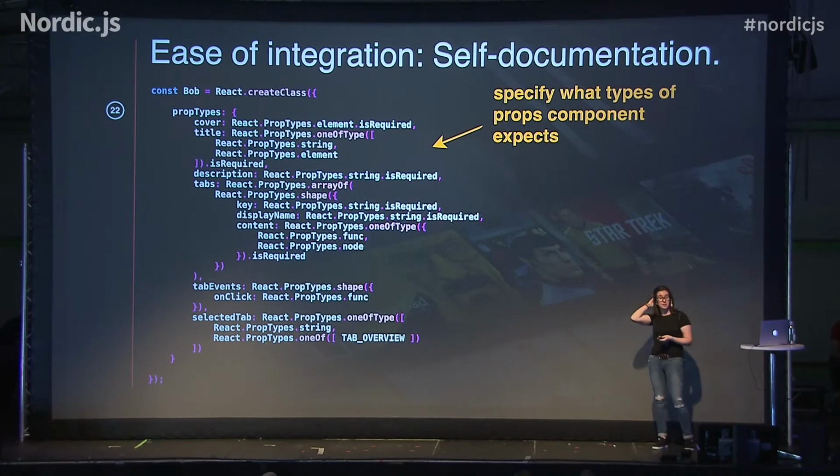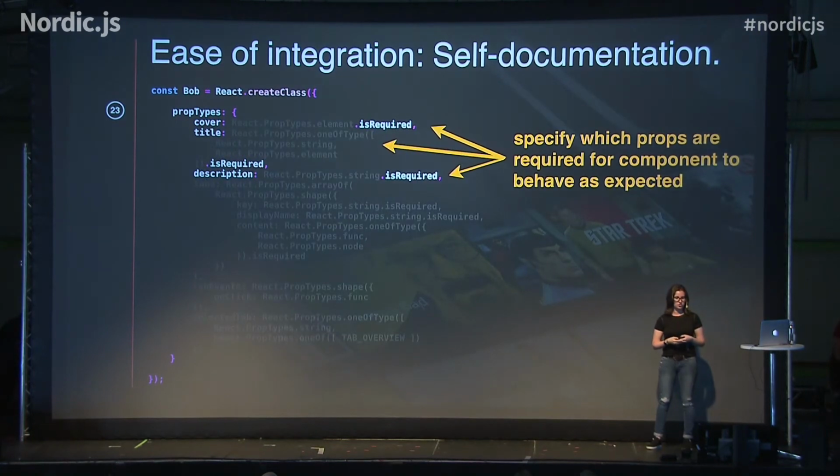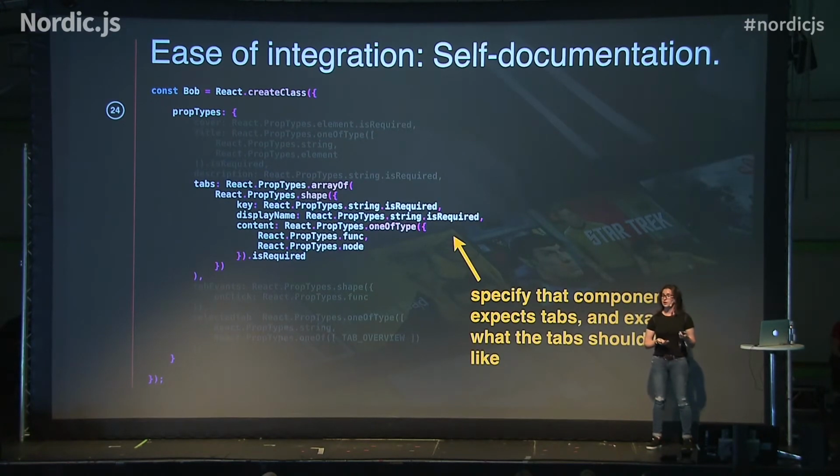The slide is a bit dense, and I don't expect you to read it all, obviously, but just to give you an idea of how descriptive prop types could look for even such a small component. So we can specify which props our component requires. We can even get more granular than that and specify what types we expect these props to be. So for our tabs, we expect not only to have them, but that they're an array of objects, and that every object has a key, display name, and content attribute.